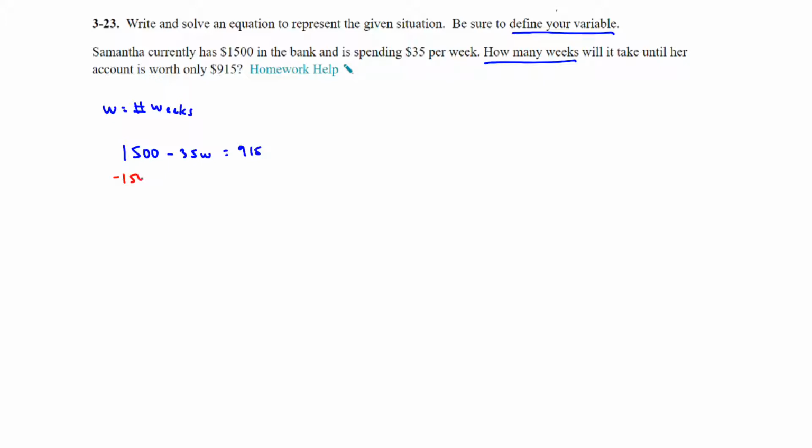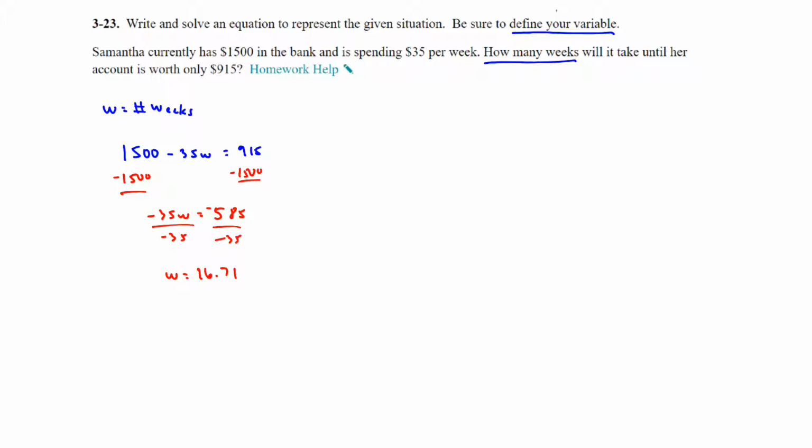Let's subtract 1,500 to both sides. So that's -35W is equal to -585. Divide by -35. So W is equal to 16.71. Alright, and that goes on.